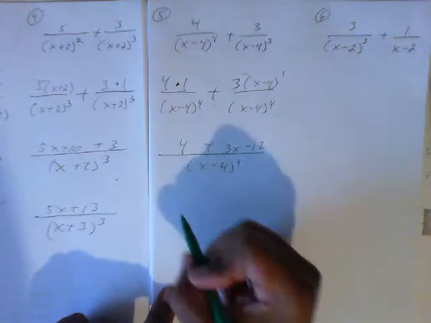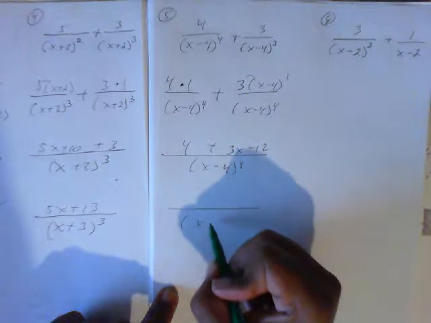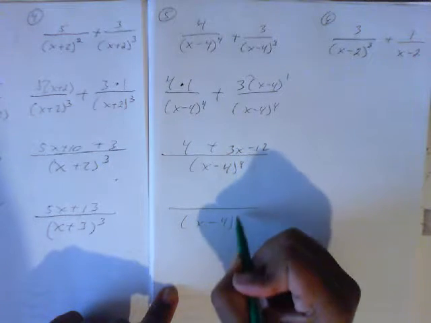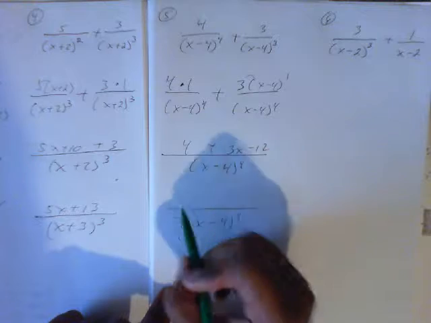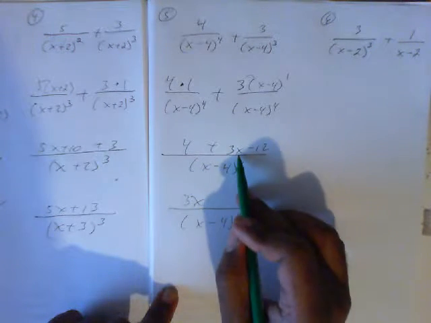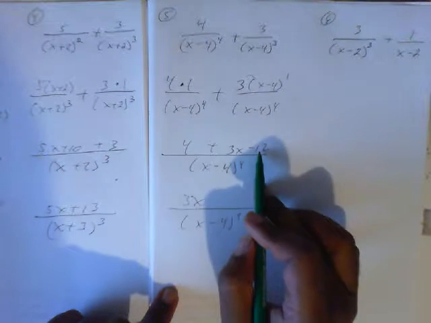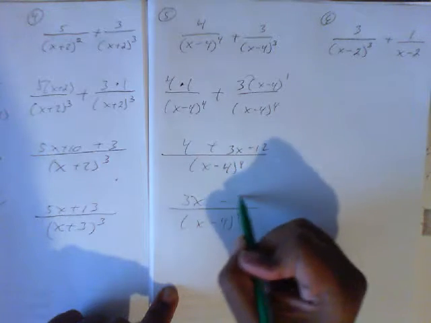Now I can collect like terms. My denominator remains x minus 4 to the fourth power. The 3x will go first. It's the only x term. But the constants are 4 and negative 12, that can be added together and get a negative 8.